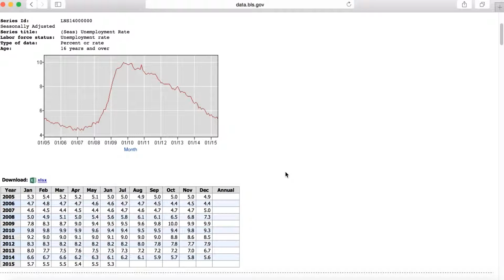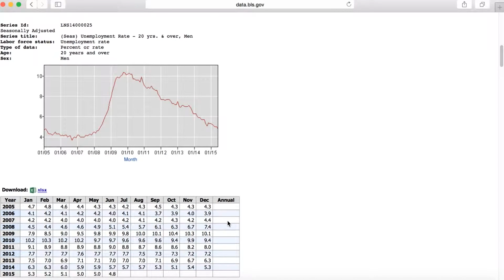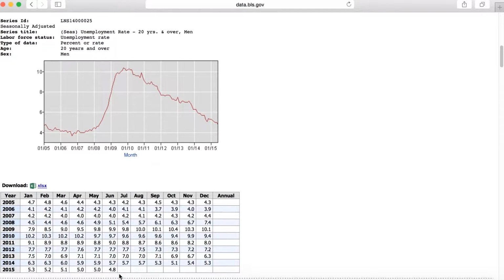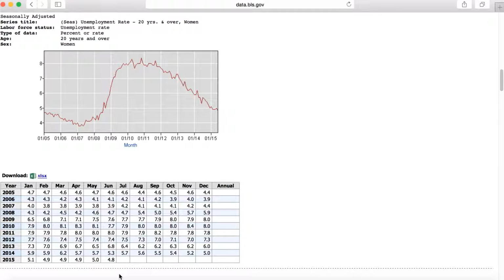Okay, so currently figures are accurate as of July of 2015. So the previous month of June, the unemployment rate was 5.3%. Okay, so if we scroll down some more, we'll be able to see that of men versus women. So if we look at the unemployment rate nationally for men at 4.8%, we can see that it's a little bit lower for men. Then obviously women are going to be a little bit higher than the national unemployment average.